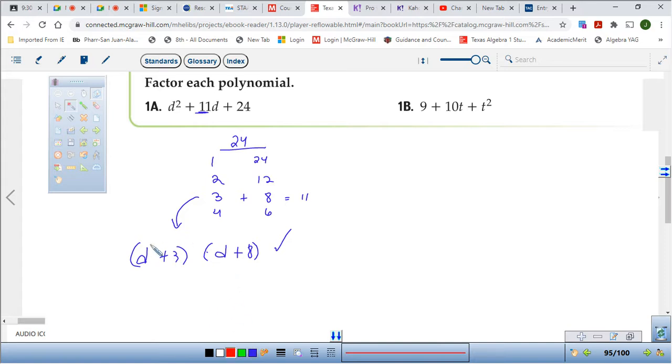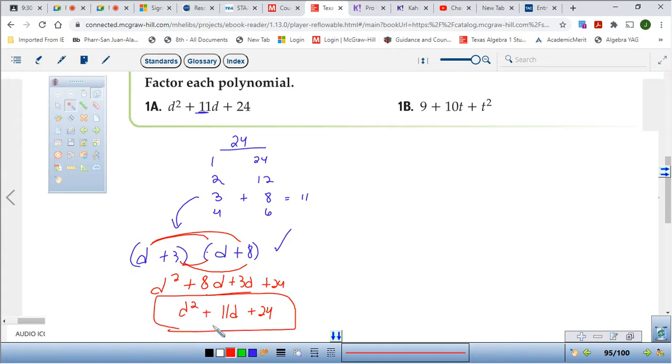What am I doing? If I were to multiply this out and do FOIL, I would get D squared, 8D, 8D, 3D, 24. These collect to 11D, 24, and then D squared. You see that? That is what I did going in reverse from here to here. This is your answer, though. Okay? Same thing here. Let's do the same thing.